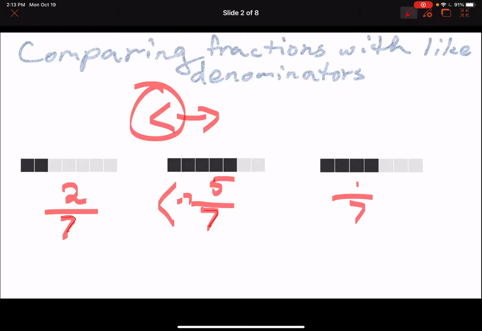So now I'm going to add one more number in here. And I have 4/7. So I want to write this in a string of numbers from smallest to biggest. So comparing these fractions, if I'm using the fraction tapes, makes it very, very easy for me to see that 2/7 is smaller than 4/7, which is smaller than 5/7.